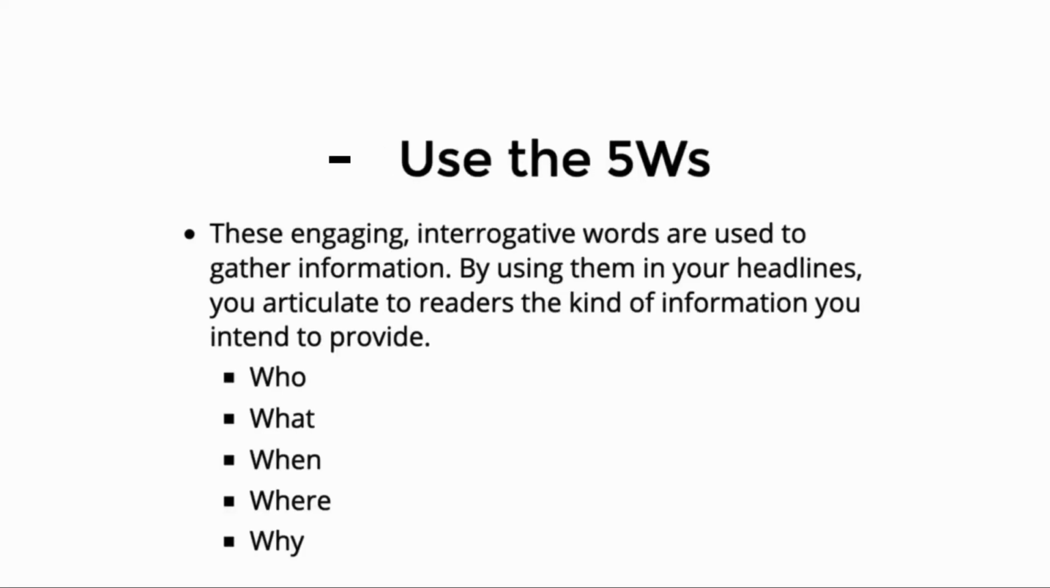The next tip is to use the 5 W's in our headlines to engage with the audience. These engaging interrogative words are used to gather information. By using them in our headlines, we can articulate our readers for the kind of information we intend to provide. The 5 W's include who, what, when, where, and why.